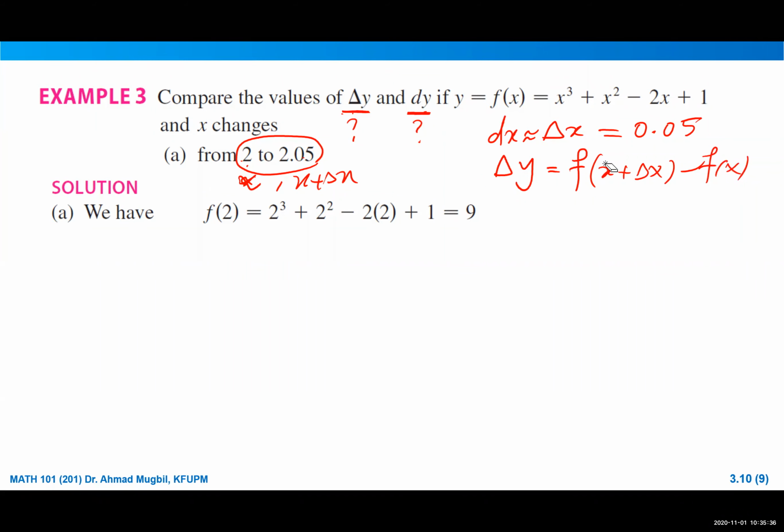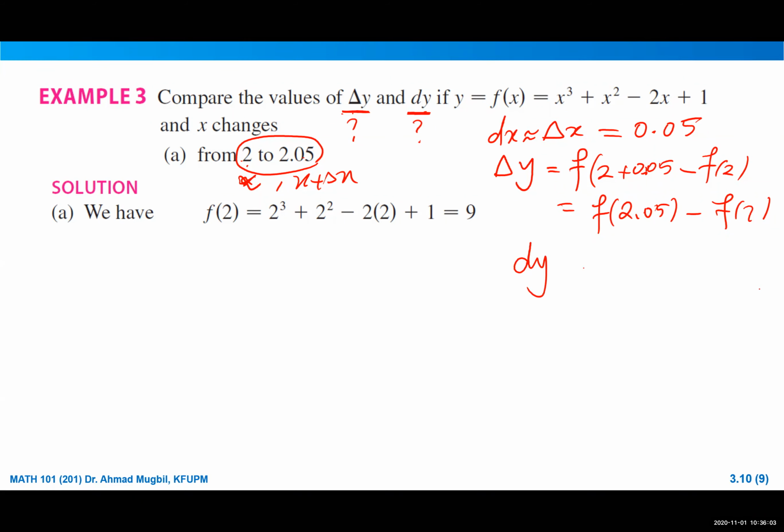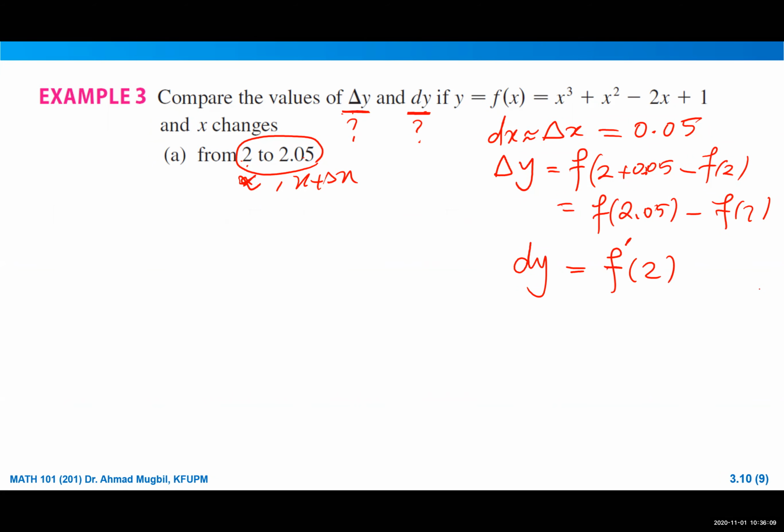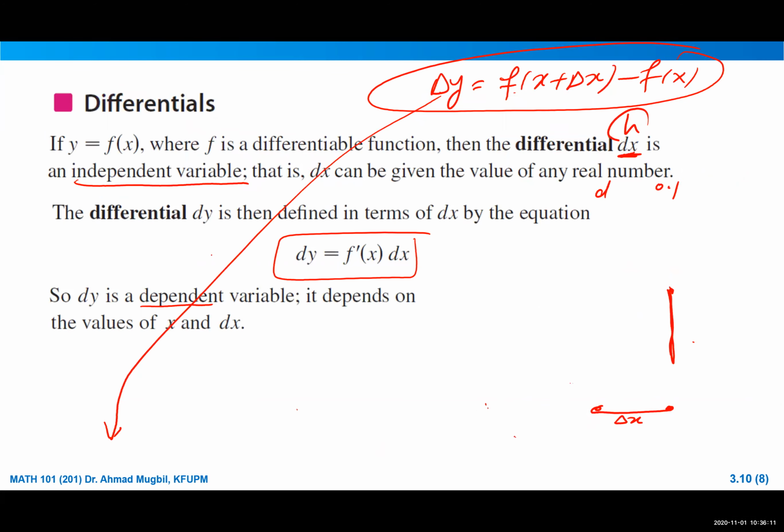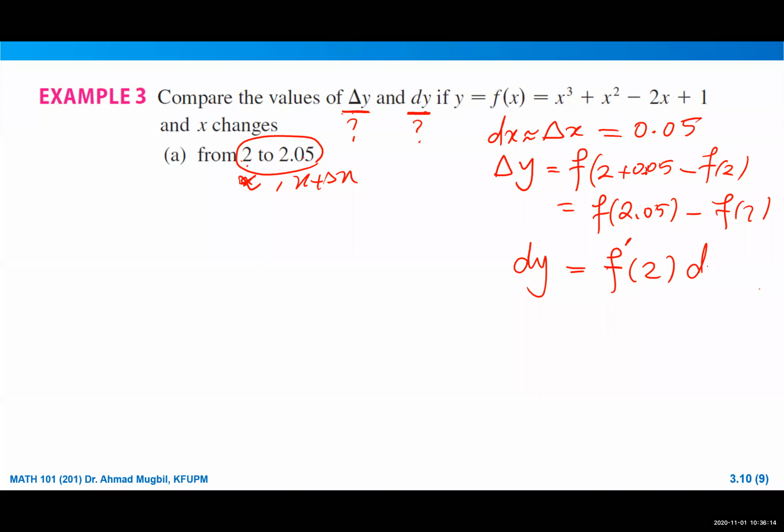In our case, x is 2 and delta x is 0.05. So this means that you need to find f at 2.05 minus f at 2. This will give you delta y. For dy it is easier. dy is just the derivative at 2, because we say that dy is just f prime of x dx. So it will be just f prime at 2 times dx.